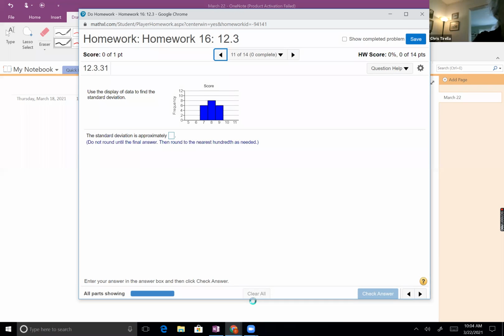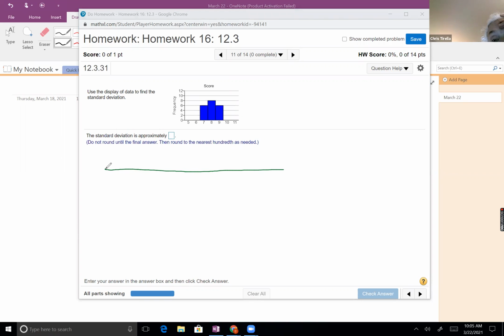Okay, let's go through it. I'm going to angle my screen a little bit so I can write on it. You might be getting a lovely view of the ceiling of my dining room. When I find a standard deviation, I'm going to make a table of my values. The first column, I'm going to call x sub i, and that's going to be my values.